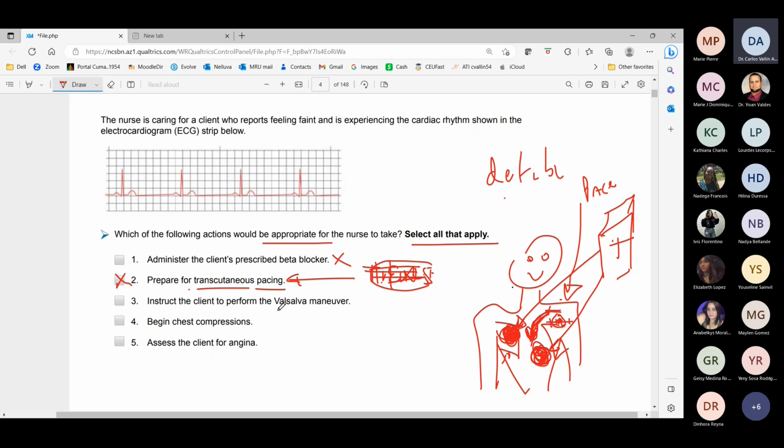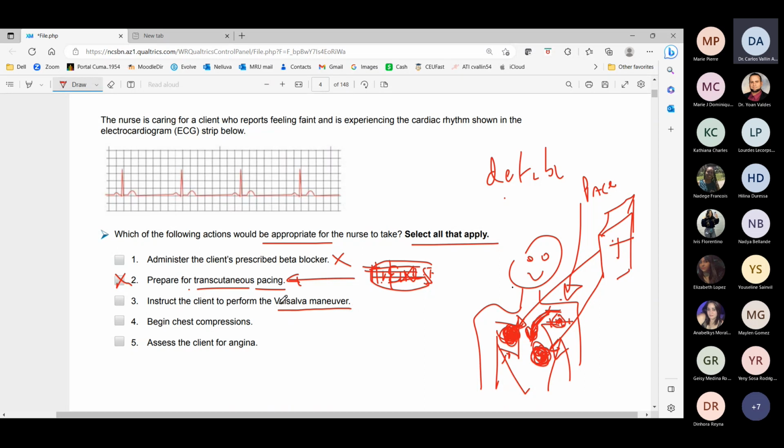Instruct the client to perform the Valsalva maneuver. Remember, the Valsalva maneuver increases the intra-abdominal and intrathoracic pressure, asking the patient to bear down. Like pushing, like when somebody is constipated, or lifting something heavy, or having a baby, is bearing down. Valsalva maneuver.